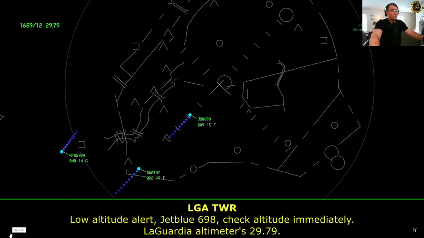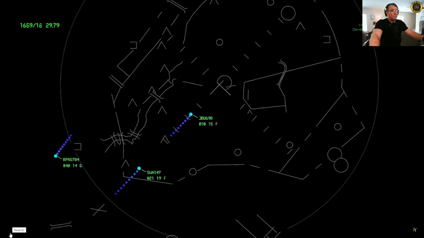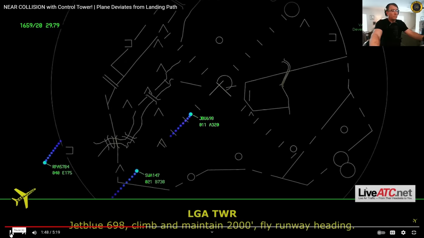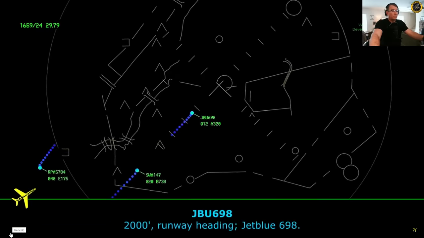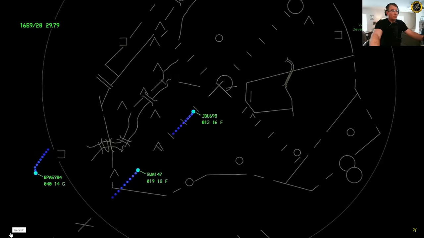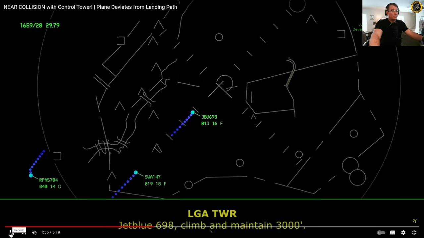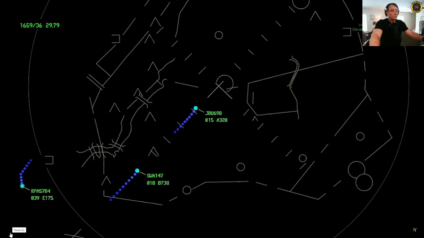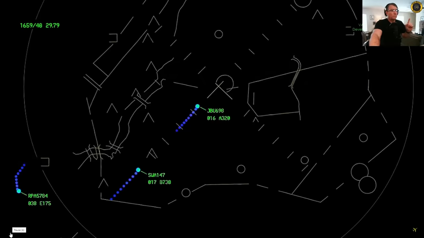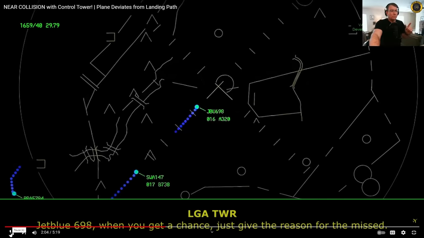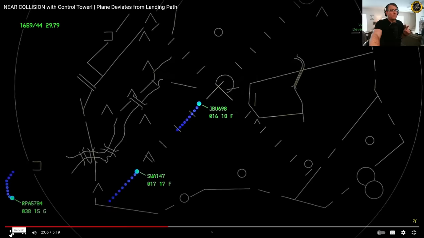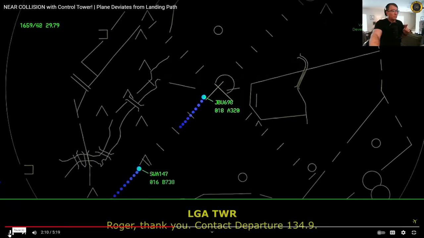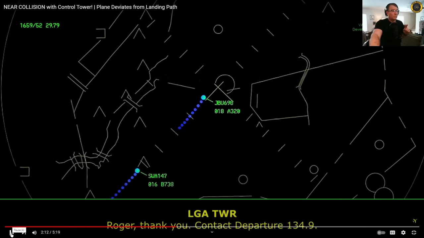JetBlue 698, check out from LaGuardia. Tower, JetBlue 698, going around. JetBlue 698, climb maintain 2000, fly runway heading. 2000, runway heading, JetBlue 698. JetBlue 698, climb maintain 3000. Maintain 3000, JetBlue 698. And JetBlue 698, when you get a chance, just give the reason. It looks like we got some wind shear, JetBlue 698. Roger, thank you. Contact approach 134.